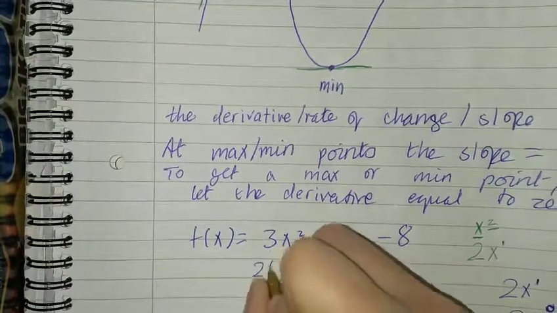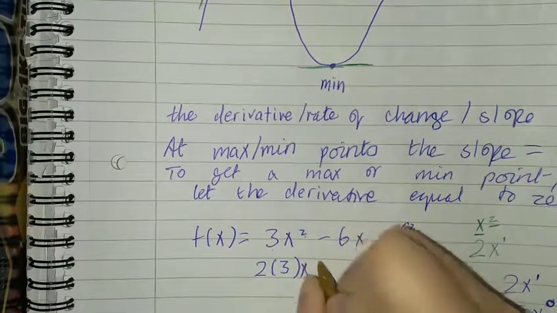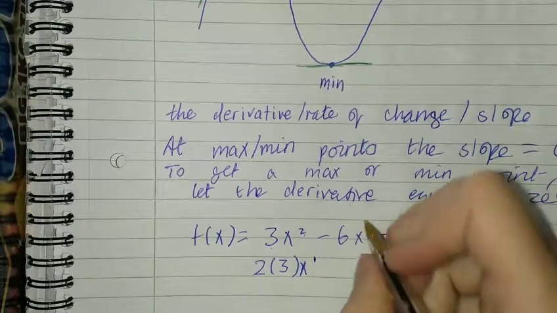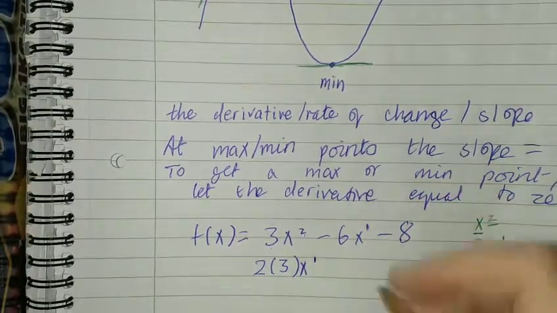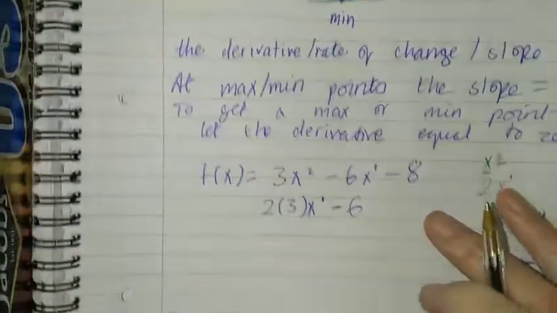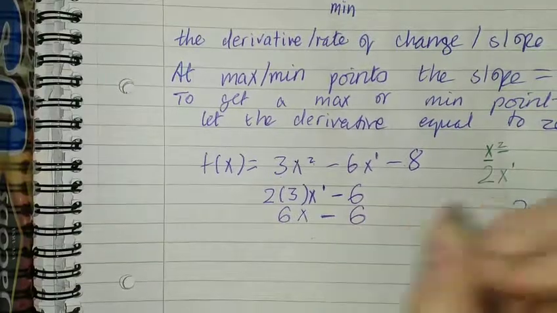So in this case, our base is 3, our power is 2, so it'll be 2 by the base, so 2 by 3, and then the power minus 1, so it'll be x to the power of 1. This here is x to the power of 1, so that'll go to the power of 0, which is just 1, and then this 8 will just be 0 when we derive it. So that'll be 6x minus 6.